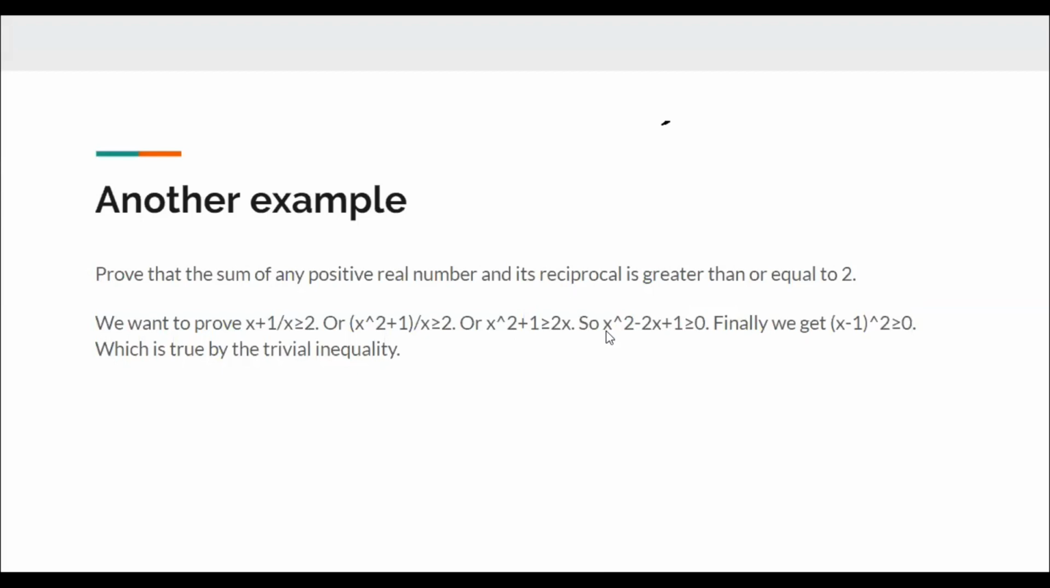And this can also be written as x squared minus 2x plus 1 is greater than or equal to 0. And finally, we can write this as (x minus 1) squared is greater than or equal to 0, which is also true by the trivial inequality.